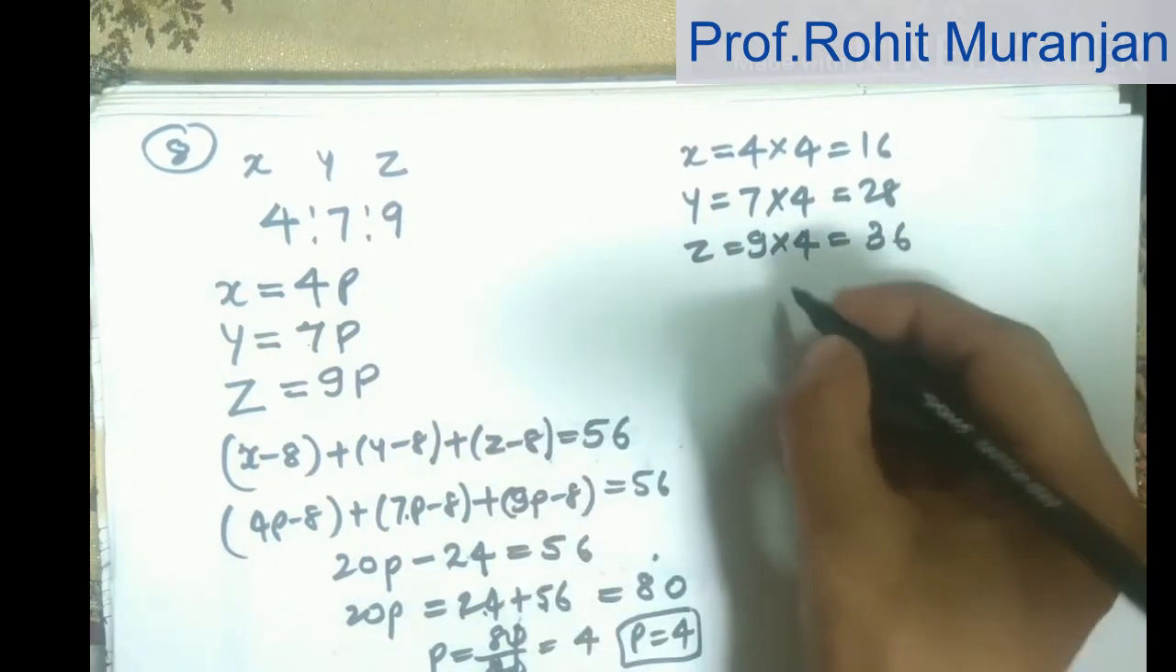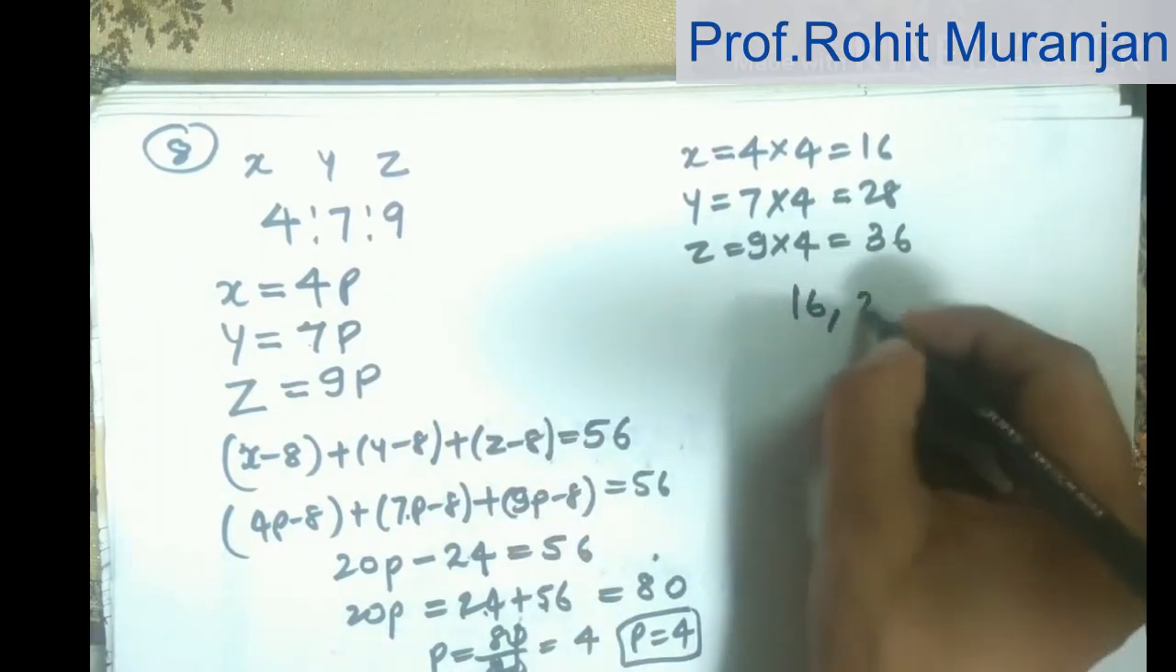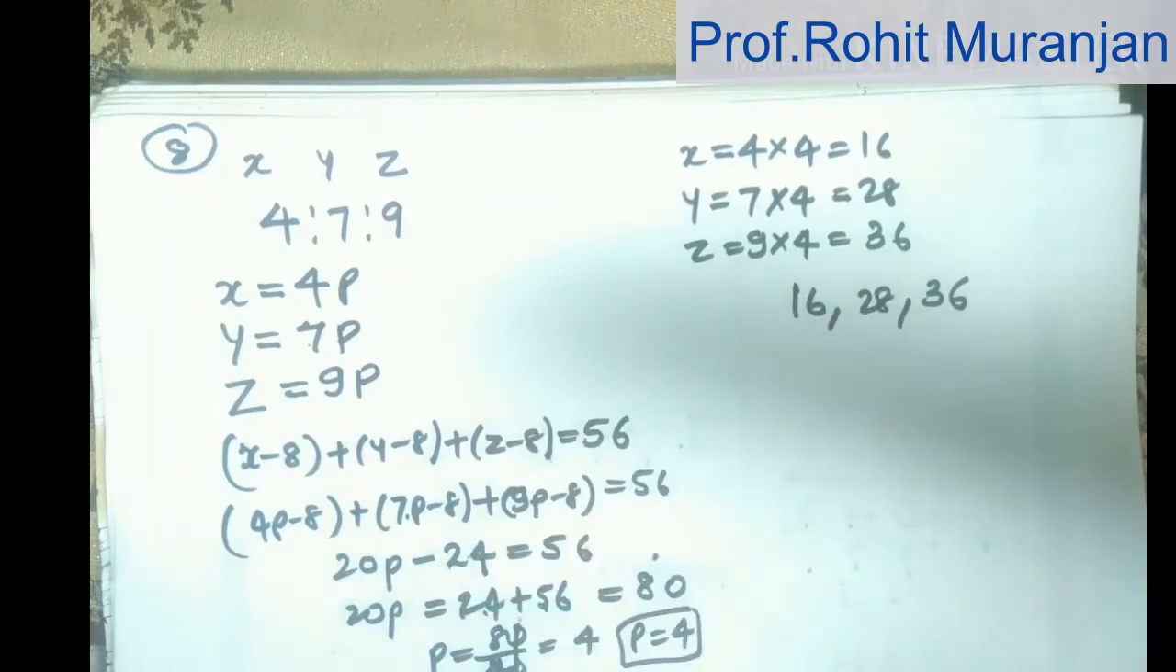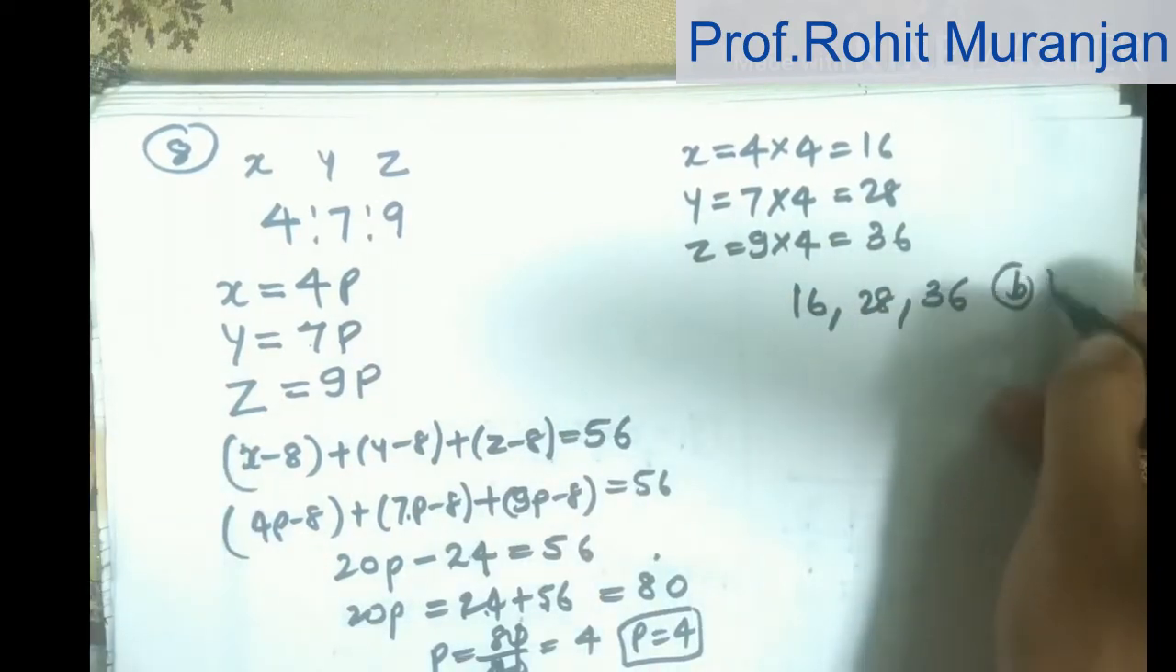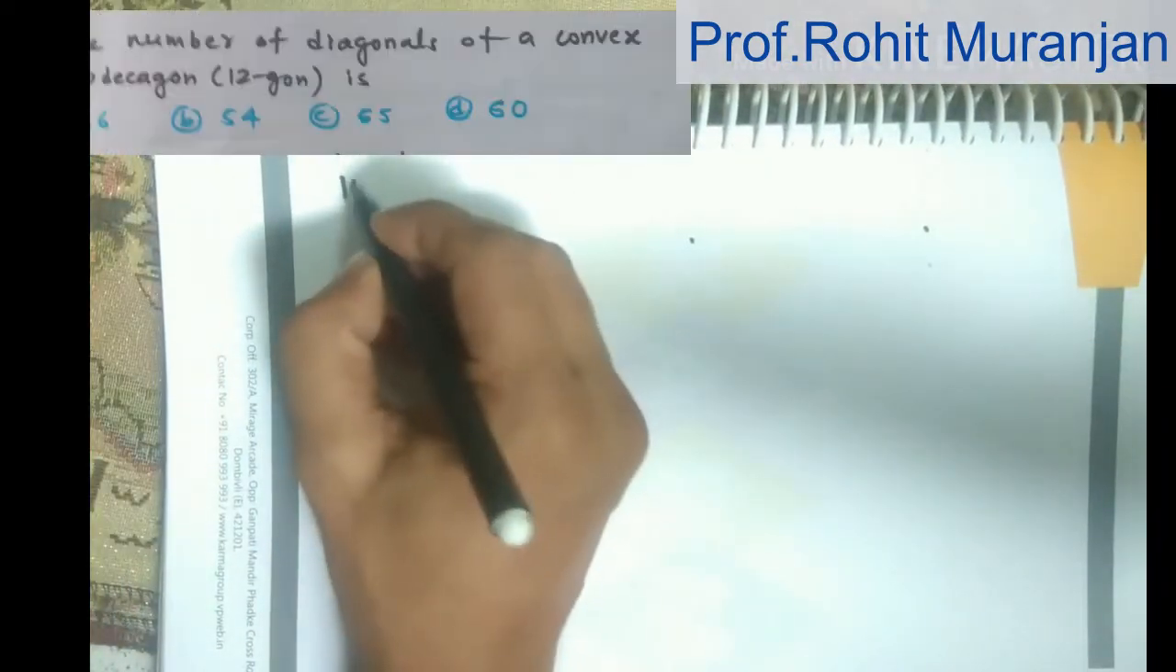So what are the current ages of the first, second and third person? 16, 28 and 36. So which answer will be correct? So option B is correct. So let's try to do the next problem. Problem number C. This is very interesting.